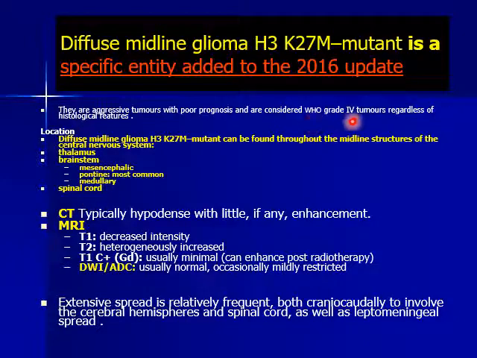And as it is aggressive like this, it is associated with extensive spread, frequently both craniocaudally to involve the cerebral hemispheres and spinal cord. It appears T1 hypointense, T2 hyperintense, usually minimal enhancement, but it can enhance post radiotherapy. Usually in diffusion weighted, it is normal. So diffuse pontine glioma can be one of these patterns, which is called diffuse midline glioma.